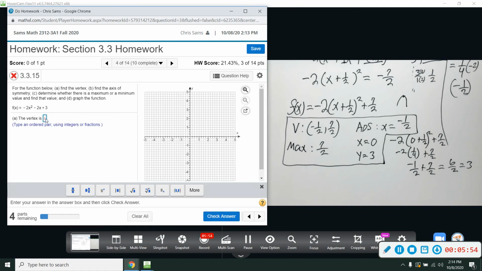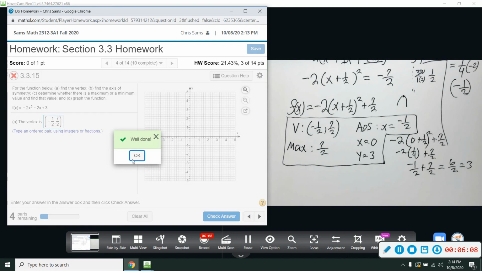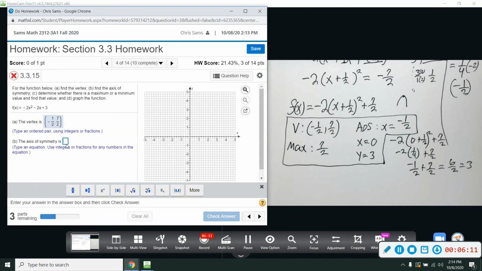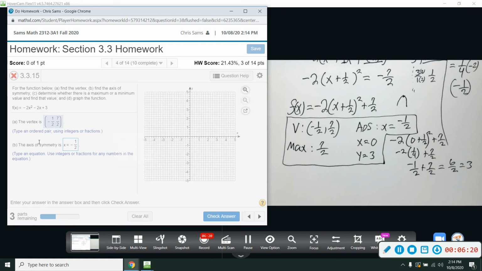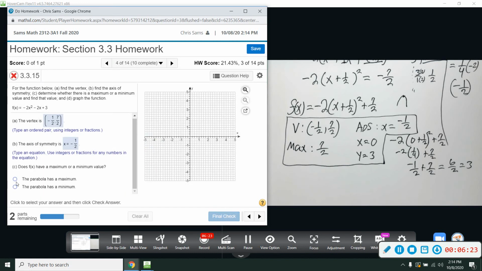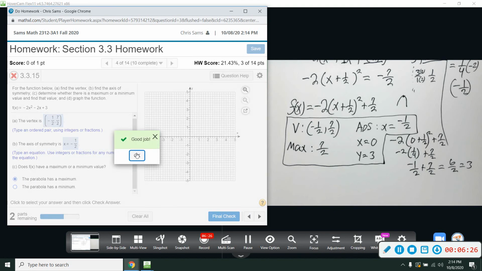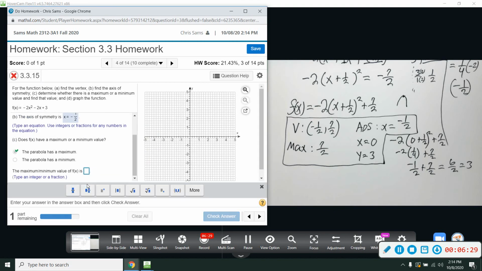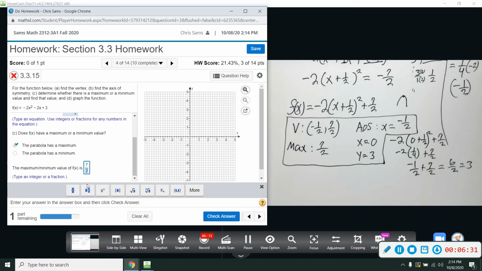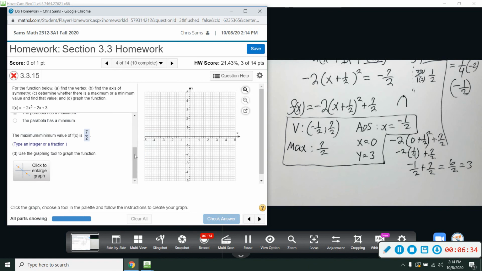So vertex, this time we have fractions: negative 1 divided by 2, and then 7 divided by 2. Axis of symmetry, x equals negative 1/2. We had a maximum this time. The maximum value was the y coordinate, which was 7 divided by 2. And then we want to graph it.